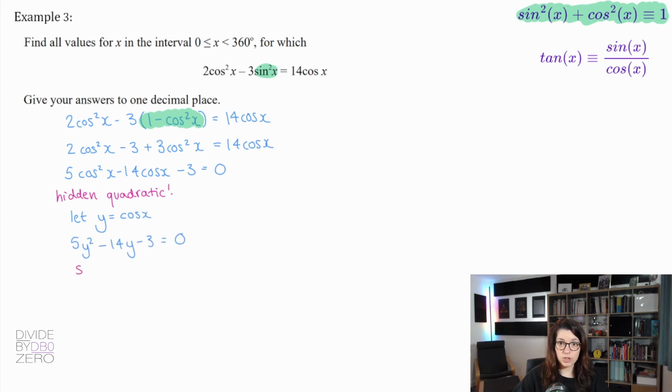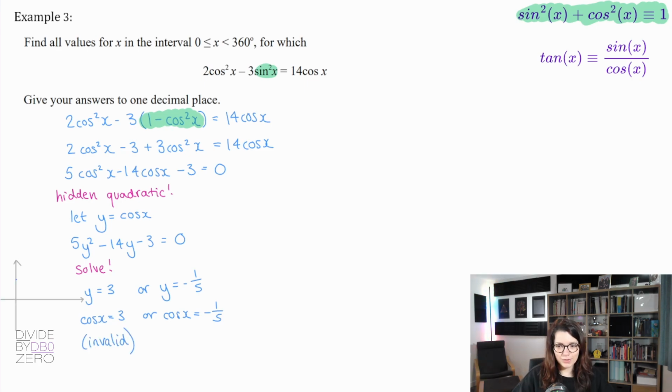From here, you just solve it using your preferred method. And when you do that, you get two answers. Y is 3 or y is minus a fifth, which means then that cos x is 3 or cos x is minus a fifth. This first one, cos x is 3, is invalid. And that's because, as we know, the cos graph only goes between 1 and minus 1. So that one you can ignore and instead focus on cos x equals minus a fifth.